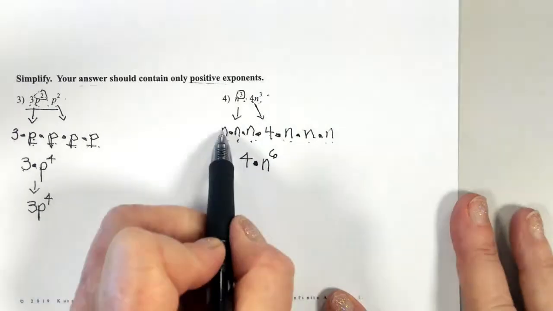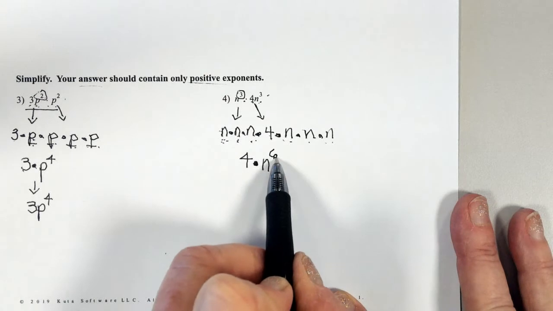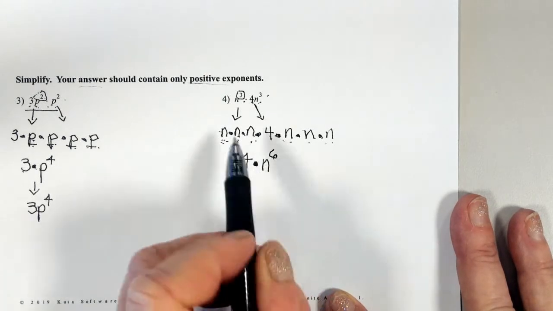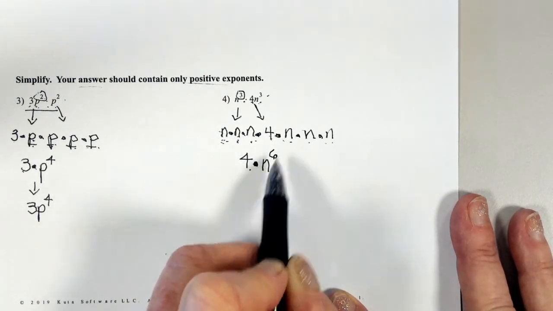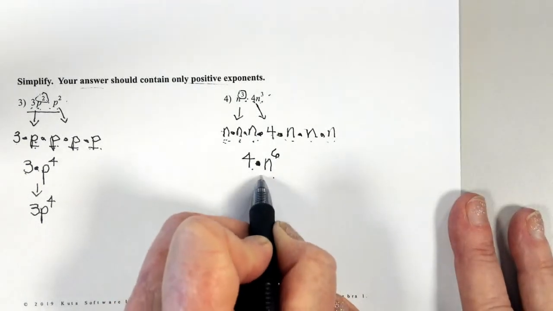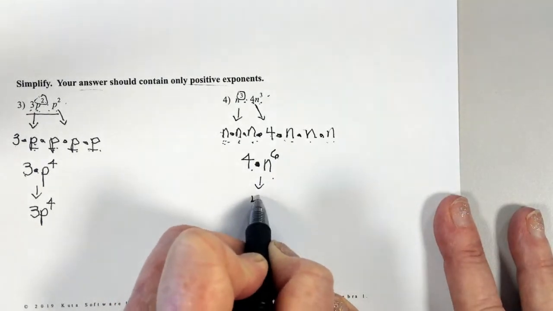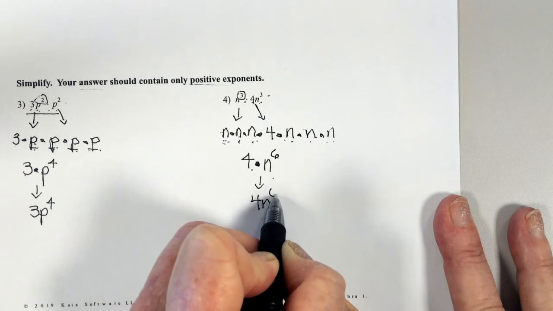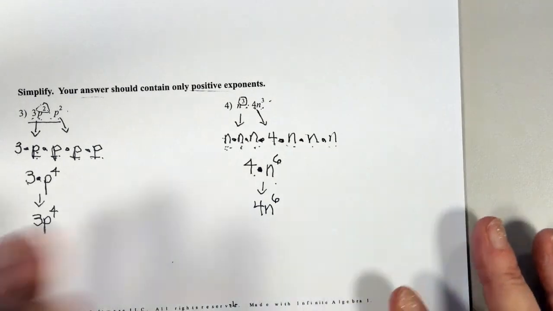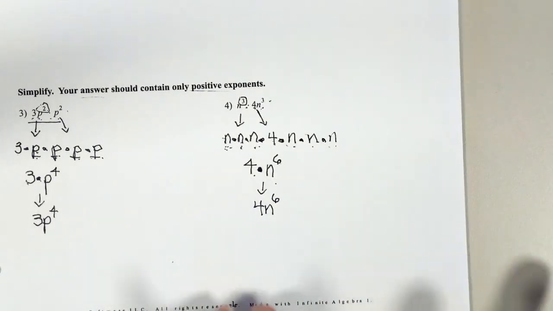Where did I get the 6? I counted up all the n's, put an exponent of 6, and now I've got 4 times n to the power of 6. Now I can put this all together and write 4n to the power of 6. So that's the first page, problems 1 through 4.